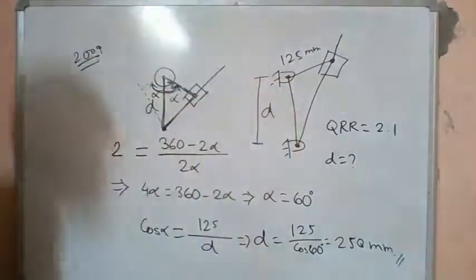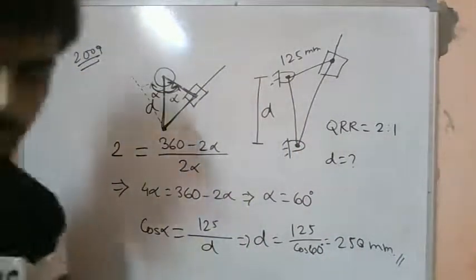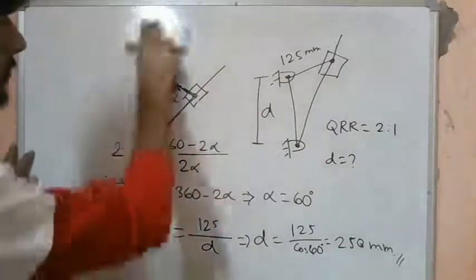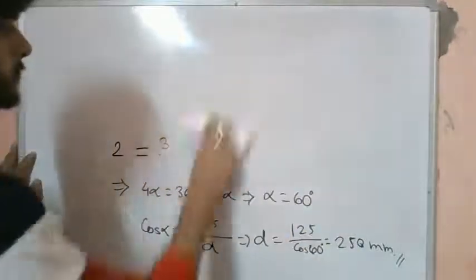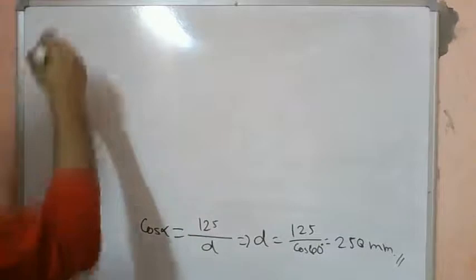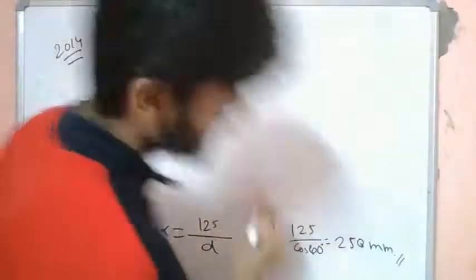Okay, so this is the solution to the problem. Fine. So we will try to solve another problem from GATE 2014. So this is from GATE 2014. So there is an offset slider crank.